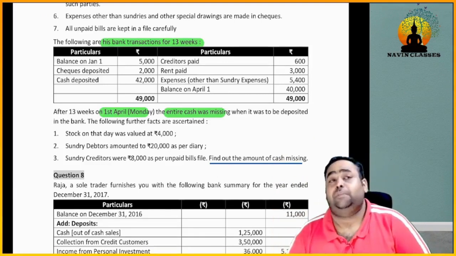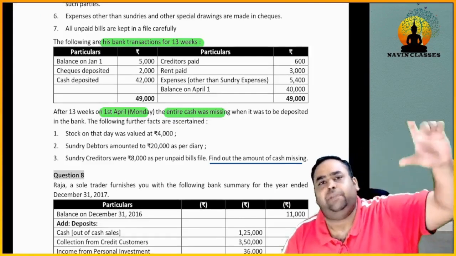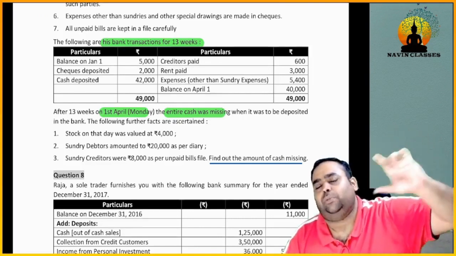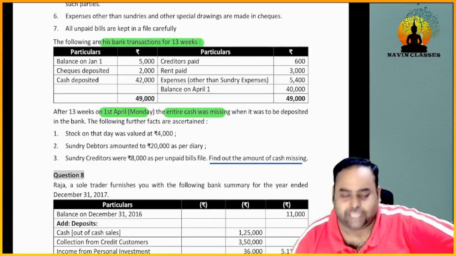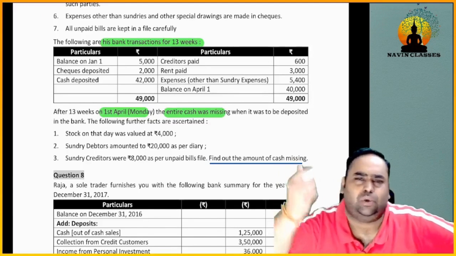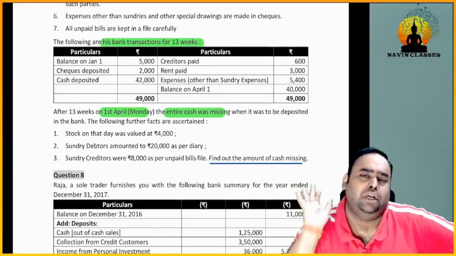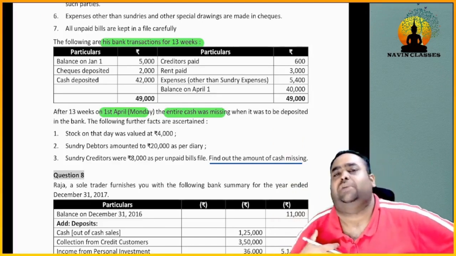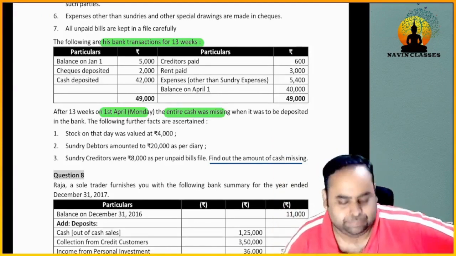The trading and PL account might be needed. Sales and other things can go from there to debtor. Therefore, create a trading PL account. Create a cash and bank account. Also make the debtor account and the creditor account. Give the amount for missing cash. The closing balance of cash, which is balance c/d, will be 0, and whatever cash balance remains will be this missing cash. It is the loss. So we will show this in the PL account and then we will calculate the net profit.